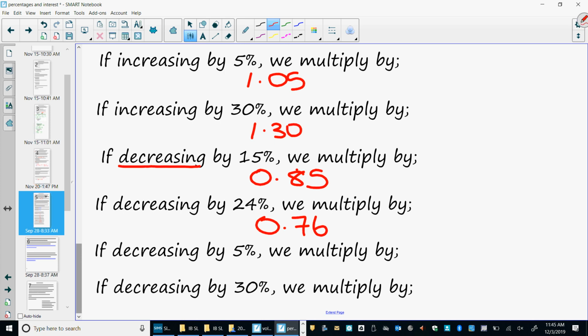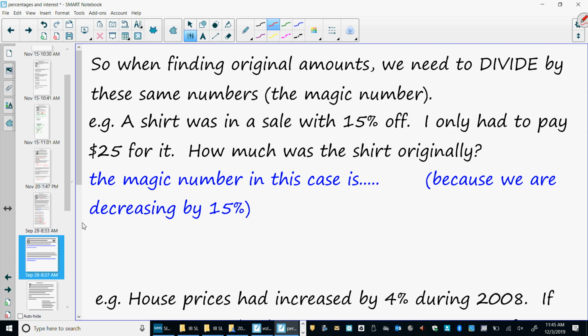0.76 if decreasing by 5%. 0.97. And if decreasing by 30%, 0.70. Remember, it's 100 subtract that value. Got to really remember that. That's what we would have multiplied by if we were increasing. So when finding the original amount, we need to divide by these numbers.